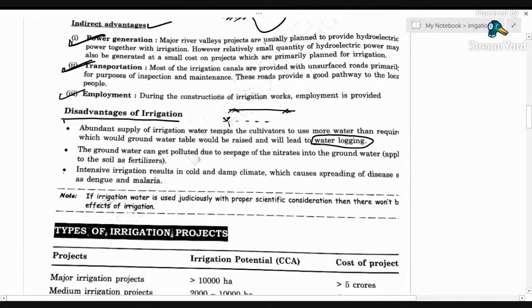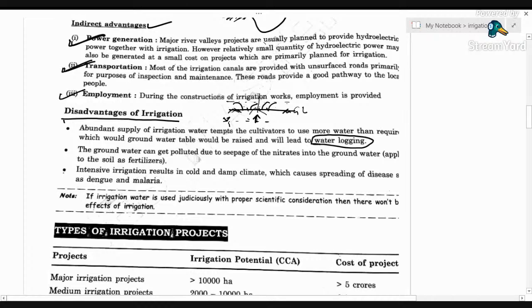This is my ground. If you are supplying continuous water to this field, then the groundwater table will rise, and a situation will come when this groundwater table will rise and come to the ground level. Okay. So what will happen? The water will log in this particular field. Ultimately, the plant will be ill-aerated.